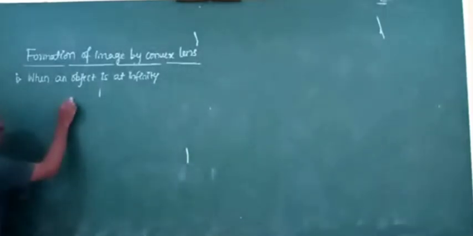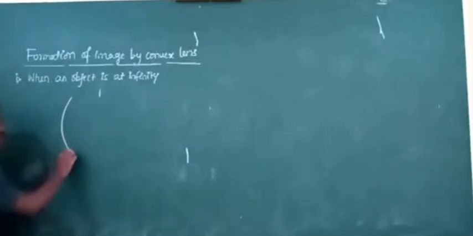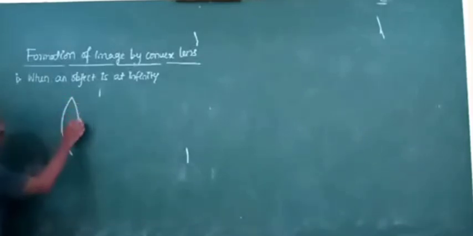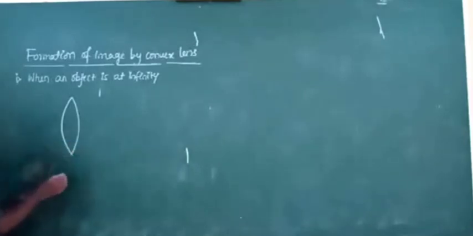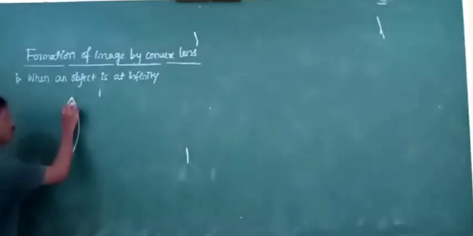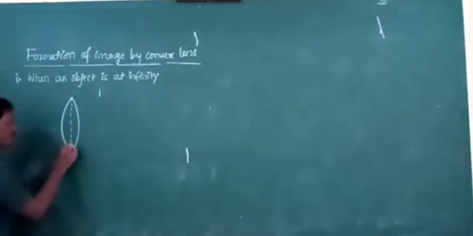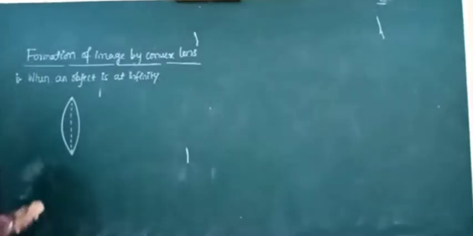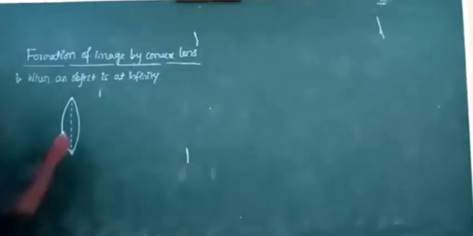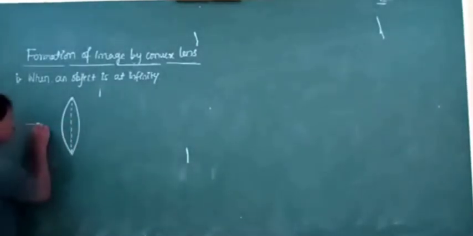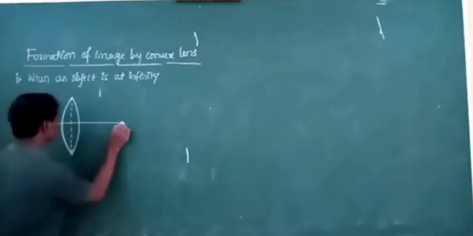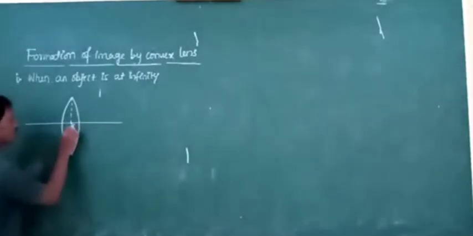Now let us consider it is a convex lens. So while drawing the ray diagram, take the proper measurements. Then only we will get the exact position of the image, exact nature of the image, and exact size of the image. Then it is the principal axis, and it is the optic center, that is O.